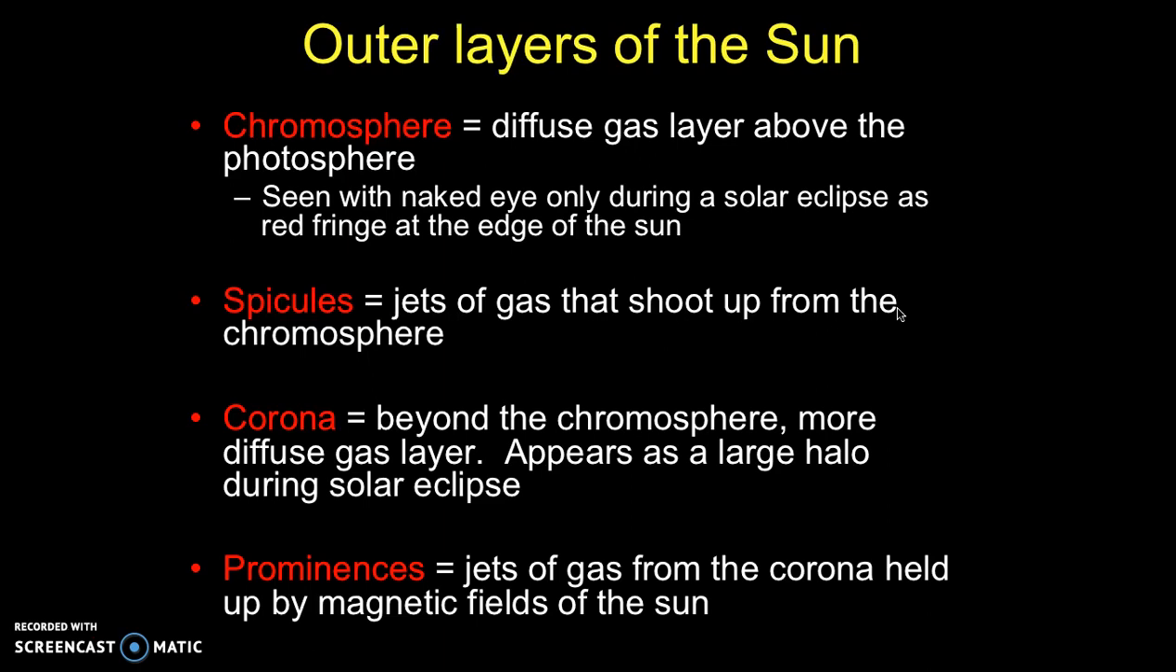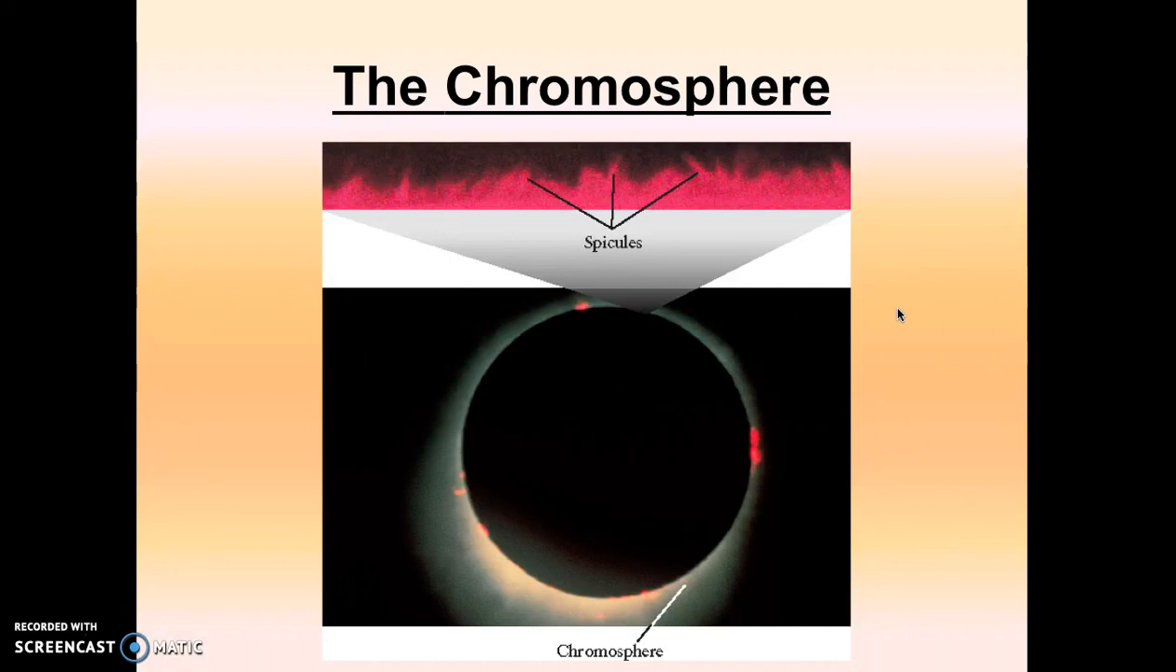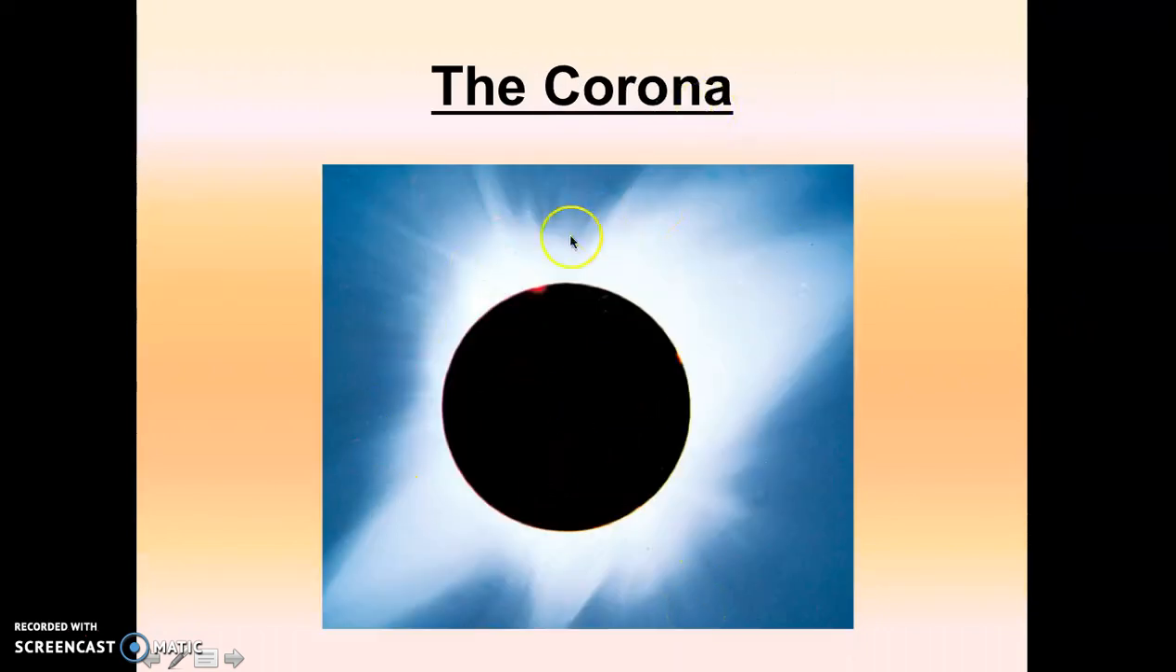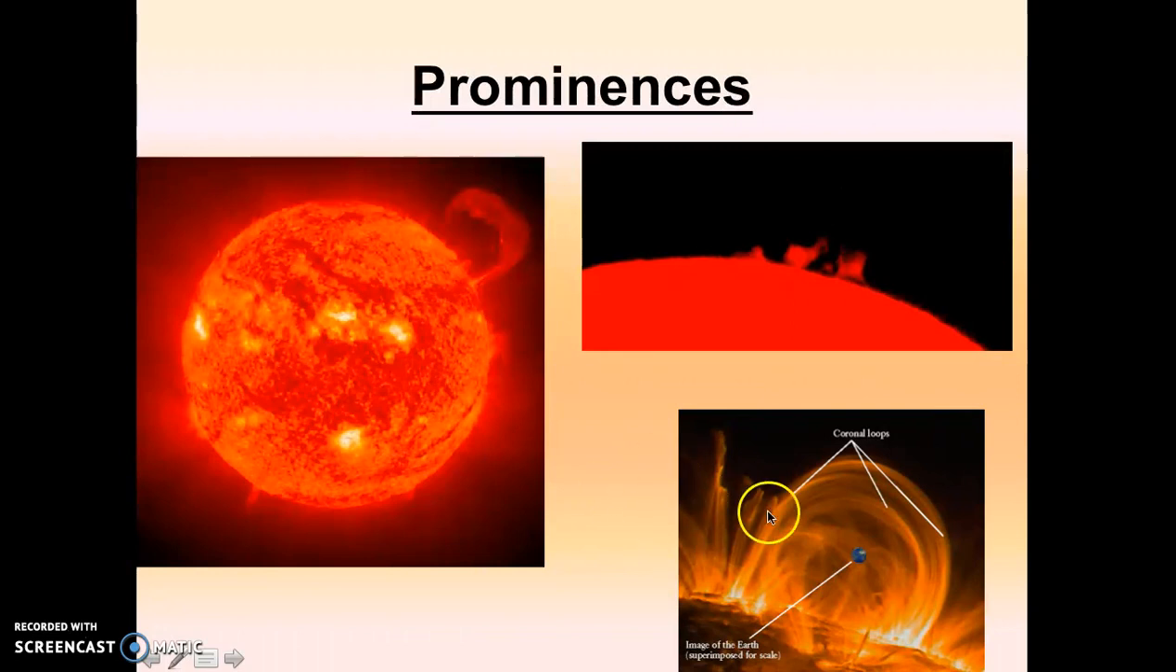So here's the layers of the sun. We have our chromosphere, and then within the chromosphere, we're going to see things called spicules. Then we have the corona, the outer layer, and then we have prominences that you'll see that can go all the way up into the corona. So here's our chromosphere, and here's these spicules. Okay, so this chromosphere here, we're blocking out the sun so we can see it. The corona, when we have a solar eclipse, you're able to see the very diffuse gas forming the atmosphere of the sun. And then our prominences.